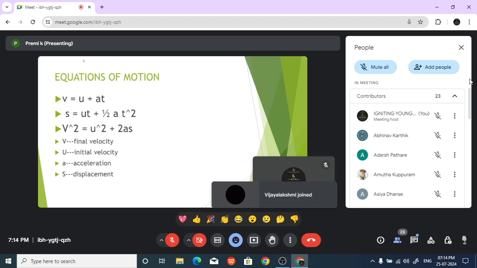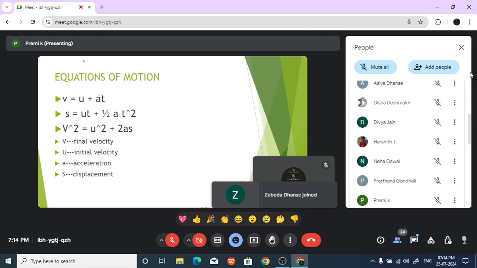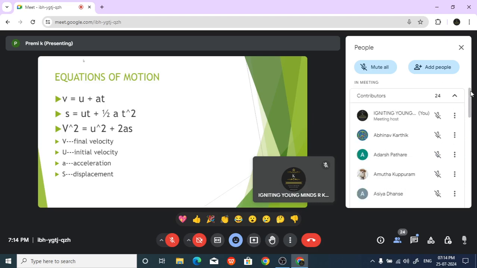Let's move to the next topic, the equations of motion. This is very important for your future studies. There are three equations of motion. You have to keep this in mind for sure. The first one is V is equal to U plus AT. We already said that V is the final velocity, U is the initial velocity, A is the acceleration and T is the time. This is the first equation of motion.